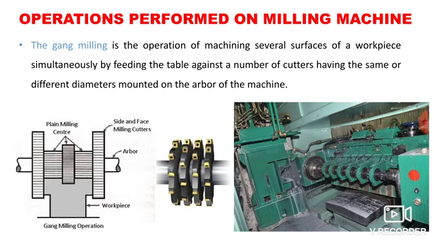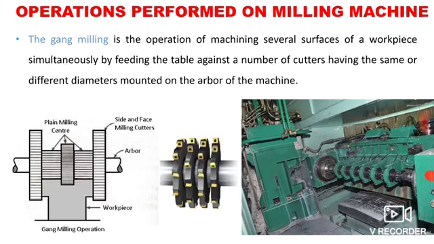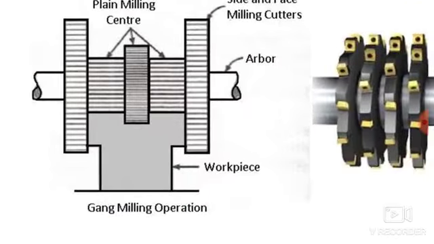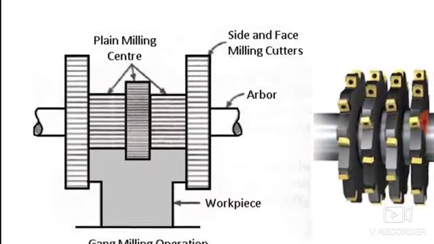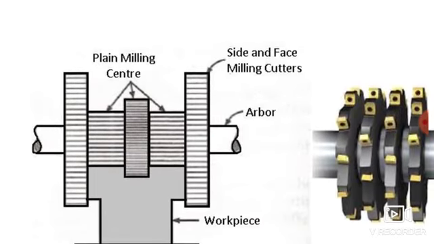So this is a very important and very interesting operation over the milling machine. Here you can see the gang milling operation. This is nothing but a schematic for the gang milling operation. Now this is the arbor, and on this arbor different milling cutters are mounted, like plane milling cutter, side and face milling cutter.